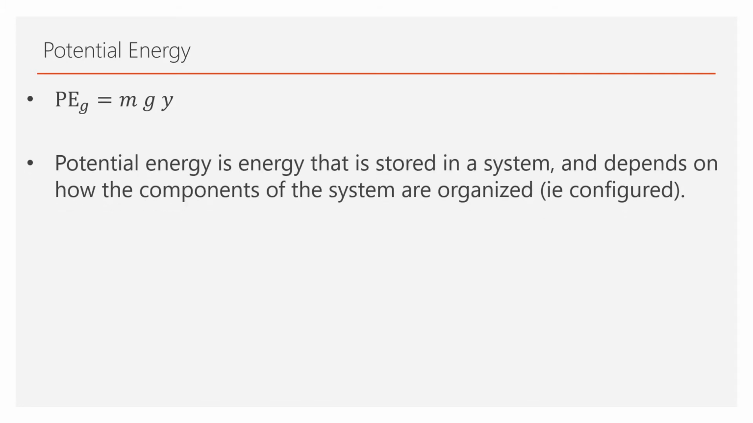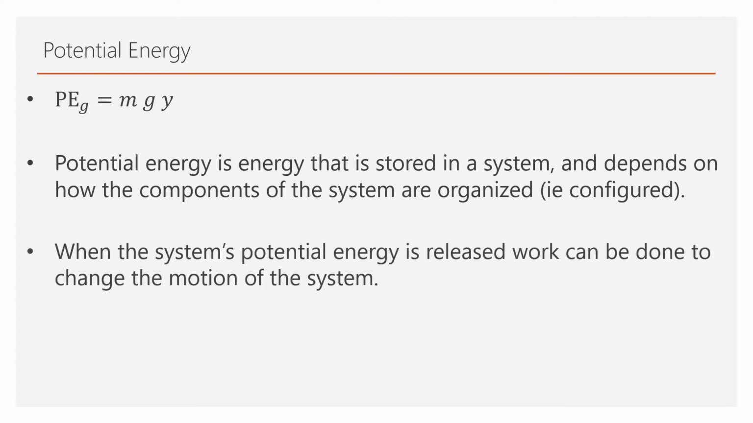In the previous slide, we saw how to calculate the potential energy. And we found that the potential energy due to gravity is equal to the object's mass multiplied by the acceleration of gravity multiplied by its position above the ground. Potential energy is energy that is stored in a system and depends on how the components of the system are organized, or in other words, how the system is configured. When the system's potential energy is released, work can be done to change the motion of the system. And it exists in several common forms that we'll look at next.